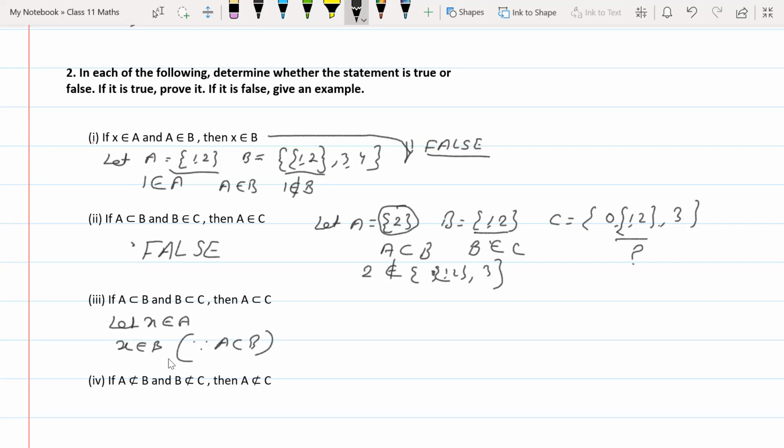Okay. Now, X belongs to B. It means X belongs to C also, because B is a subset of C. Hence, we can prove that A is a subset of C, because A's element X is also in B, and then that element is also in C. Then we can say that A is a subset of C. It's true. I hope you understand it very well.